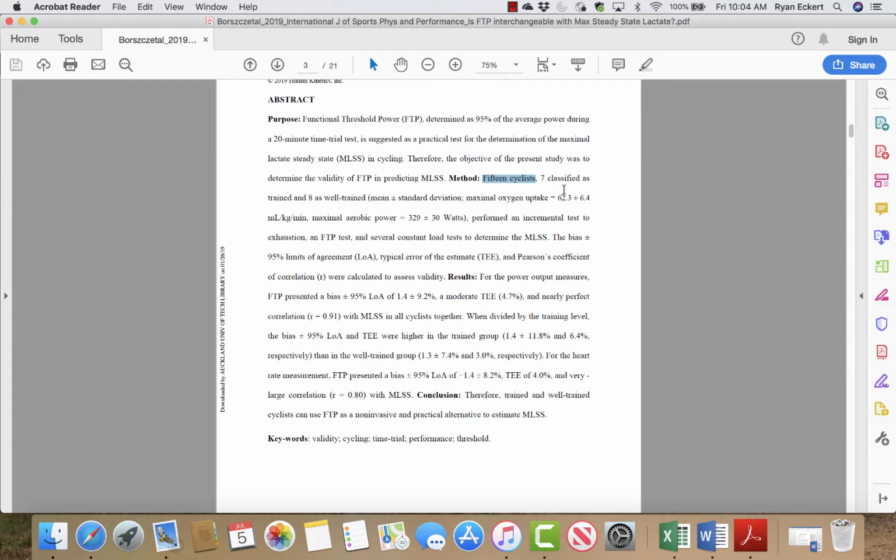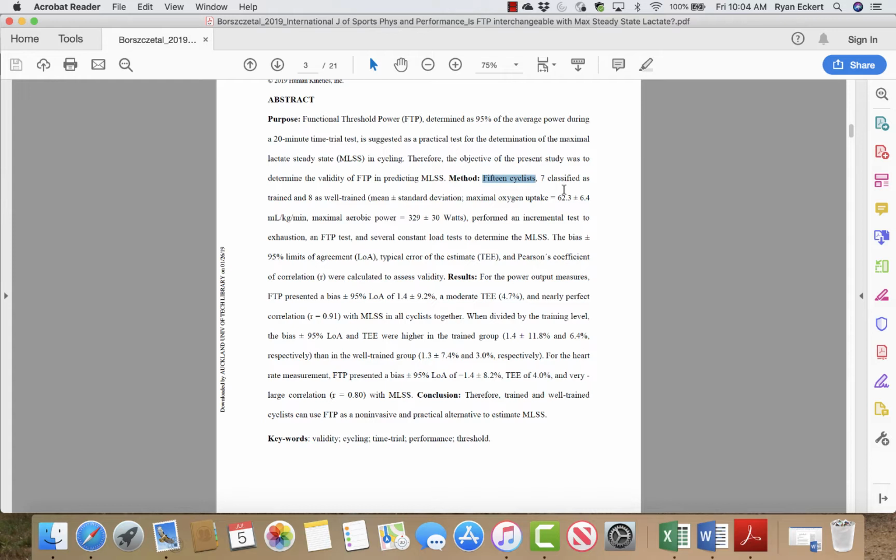And what the researchers did while they had them do these ramp tests, these VO2 max tests, was they also measured their levels of lactate in the blood. And so when lactate gets above a certain threshold in the blood, that's indicative of them going beyond their lactate threshold. So essentially that's how they measured their true lactate threshold in the blood, was by doing those tests in the lab.